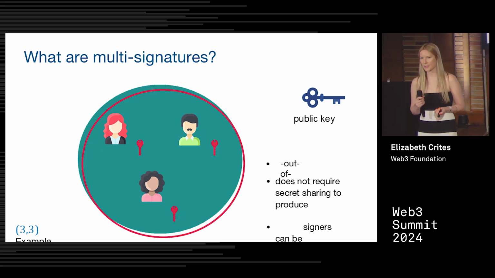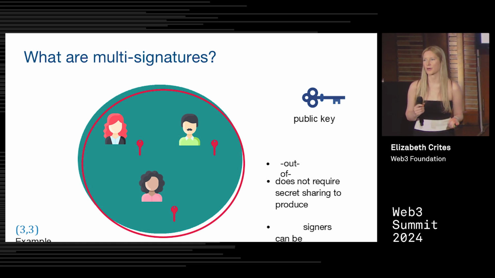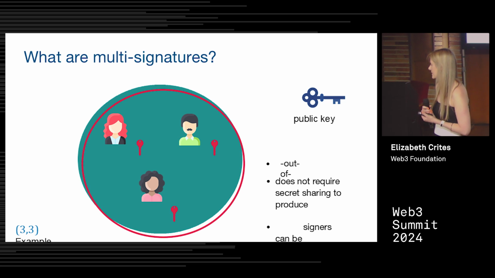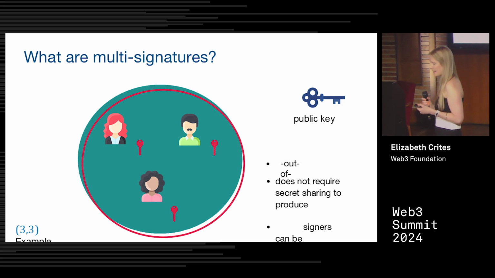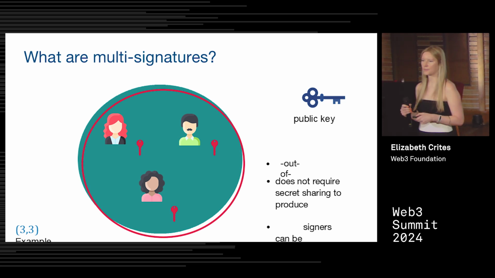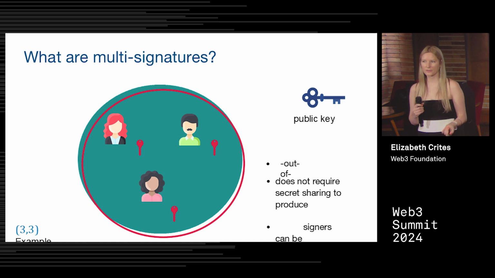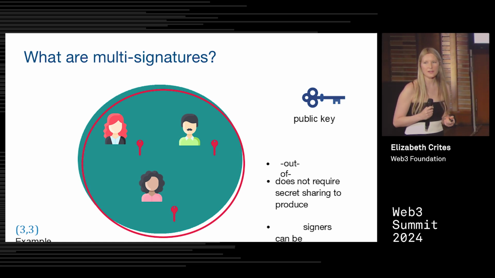Another type of multi-party scheme is a multi-signature. So the difference here is that all N parties are required to sign. There still is a public key representing the set of parties, but it's important to note that it doesn't require any kind of secret sharing. So signing sets can kind of be formed on the fly. Parties can generate their own public keys and secret keys. So it's not really a subset of threshold signatures.